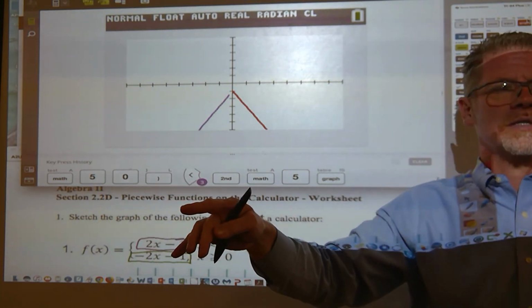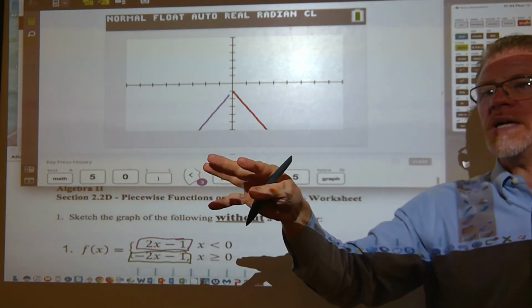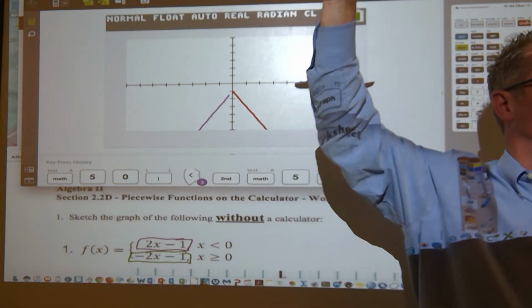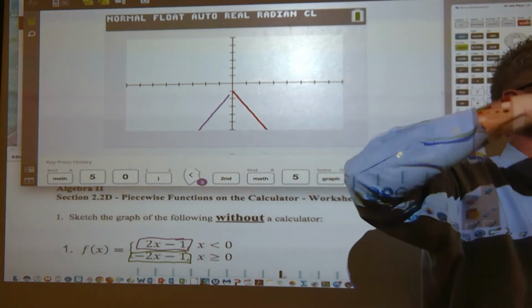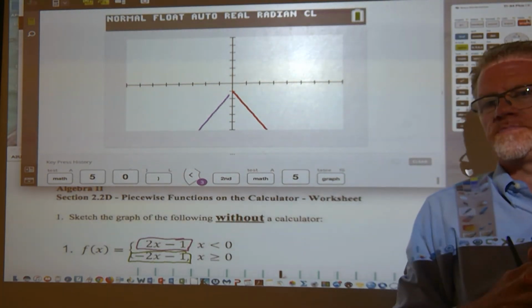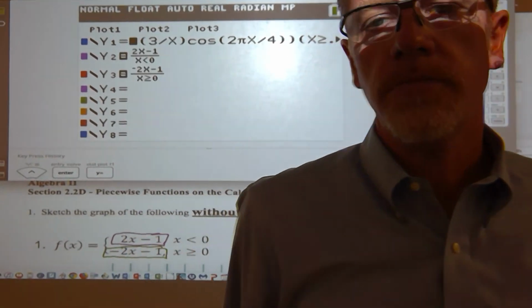Let's see. Looks like three people. Oh no, there's more, four. So go ahead and help each other out. If you're stuck, check with your shoulder partner. Your shoulder partner might be able to help you. I'm going to pause the camera until the next example.